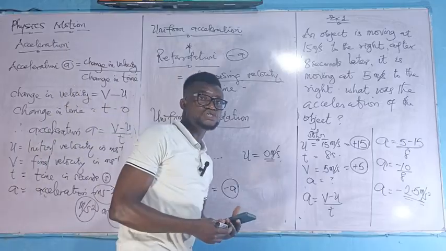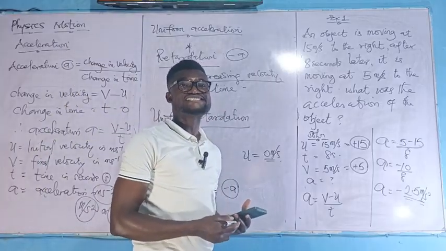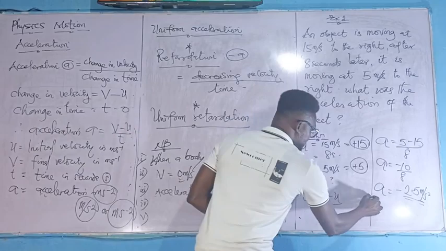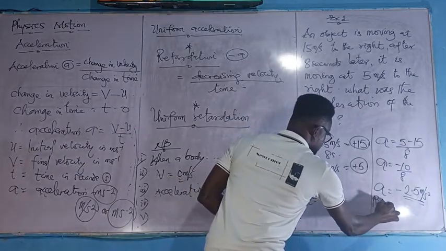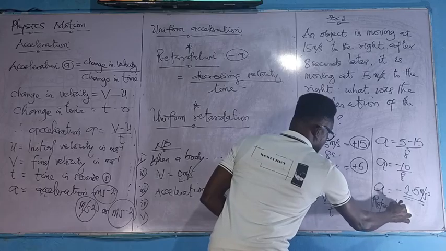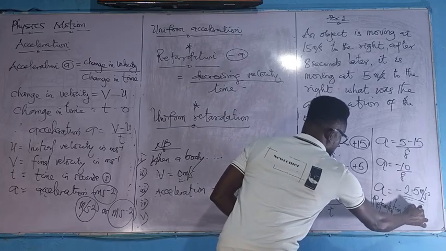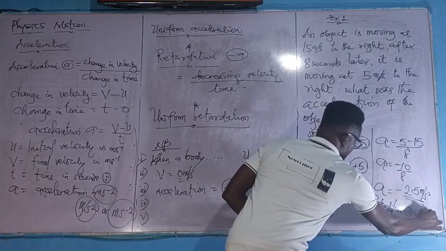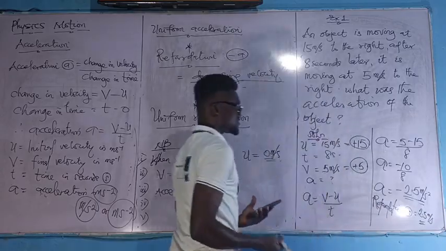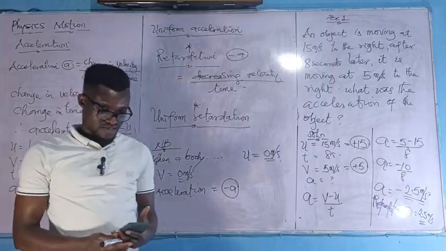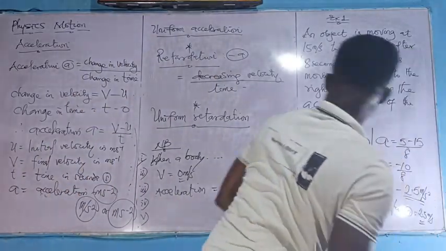Now that minus shows that what? It is retardation. Hence you may say that retardation, which is the negative a, is equal to 2.5 meter per second squared. Now let's take another exercise.